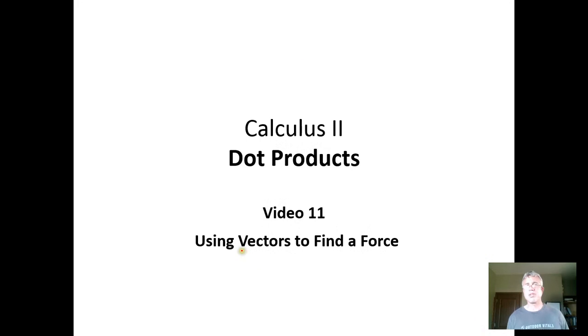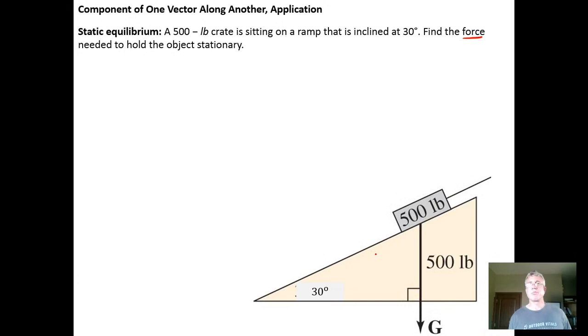So in this video we're going to use a vector-based approach to finding a force. In this problem, we have a 500-pound crate sitting on a ramp, and the ramp is inclined at a 30-degree angle. We want to know what the force is that's needed to keep this crate from sliding down the ramp.